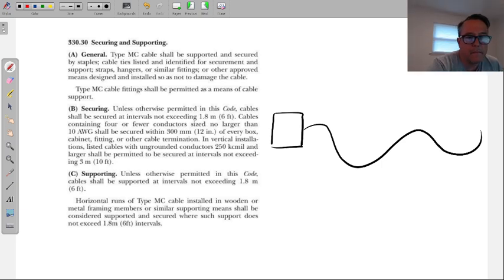Numbers that you have to remember are very important. 12-inch. Unless otherwise permitted in this code, cables shall be secured at intervals not exceeding 6 feet. We're going to get to that number in a second, because it actually comes over here in support.